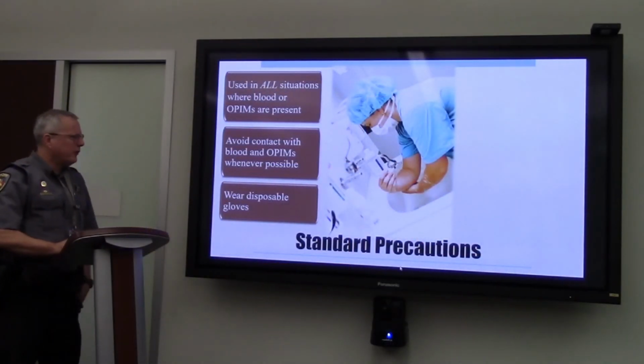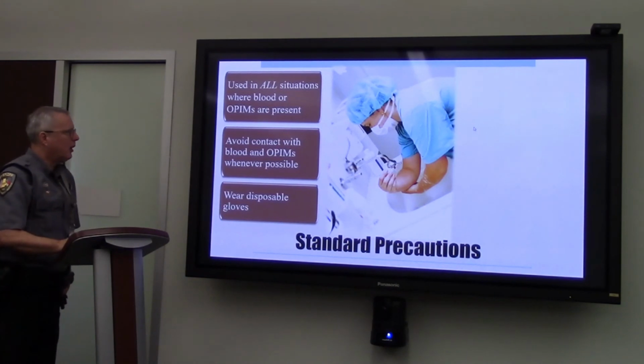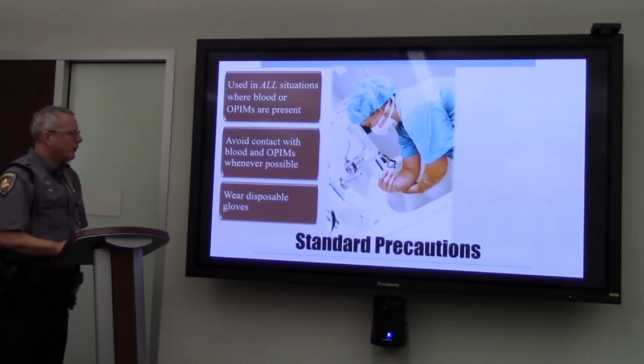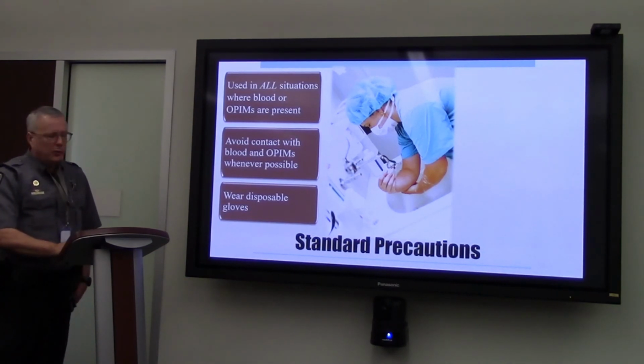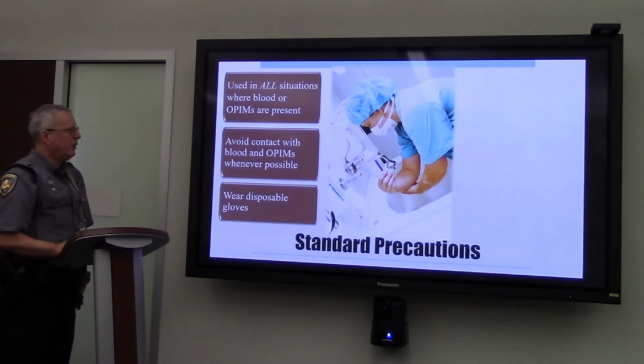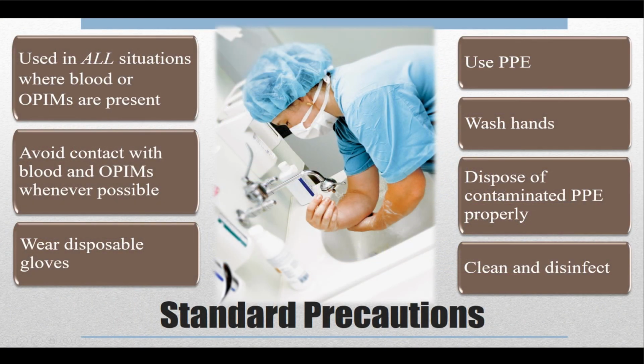A couple of examples of the standard precautions. Use your standard precautions in all situations where blood or other potentially infectious material are present. Again, like I said, avoid contact with blood and bodily fluids whenever possible. If it's wet and it's not yours, don't touch it. Wear disposable gloves. And I'm going to add to that that you need to wear a mask at all times when you're in somebody else's house, or if you're going to be within 6 feet of somebody for 15 minutes or more. Use all your personal protective equipment, wash your hands often, dispose of the contaminated PPE properly, and then clean and disinfect your work areas.